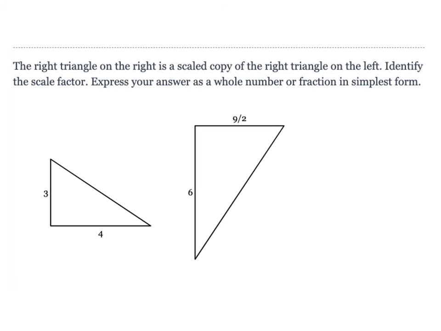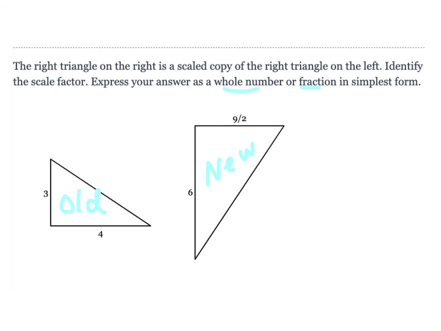Okay, let's try one that looks a little more tricky here because I see some fractions. Let's see, the right triangle on the right is a copy of the one on the left. Okay, so that means this one is new. So this is the old one. And it says identify the scale factor, and we either want a whole number or a fraction.